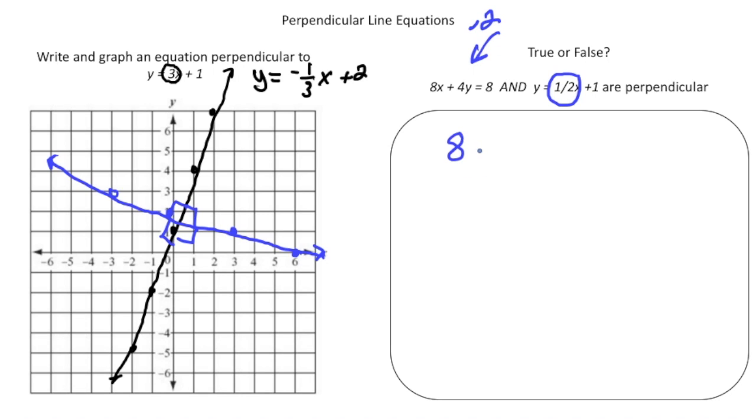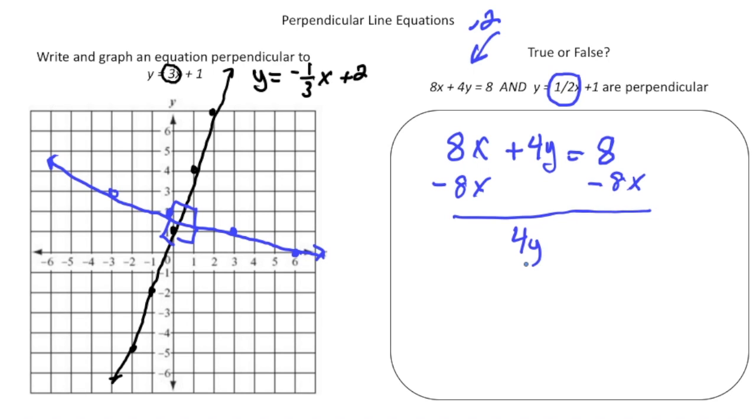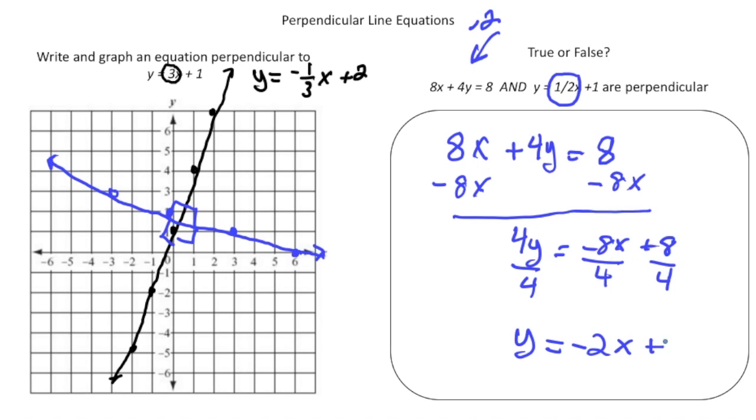I'm going to rewrite this here: 8x + 4y = 8. Now I'm going to write it in slope-intercept form. I'm going to take away 8x from both sides. Now we have 4y = -8x + 8. I'm going to divide everything by 4, and when I reduce it, we get y = -2x + 2. And look at that, our slope is -2. Because -2 times 1/2 gives us that magic number of -1, we know that the two equations are perpendicular.